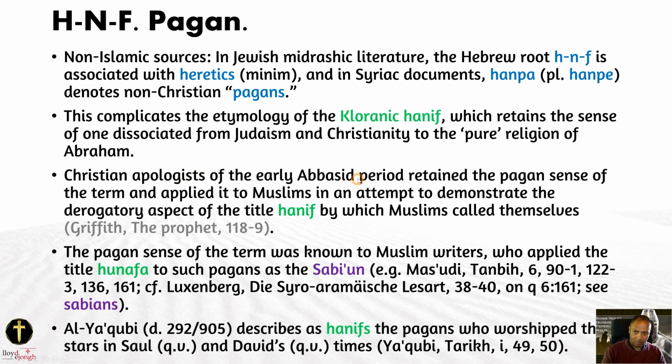Christian apologists of the early Abbasid period retained the pagan sense of the term and applied it to Muslims in an attempt to demonstrate the derogatory aspect of the title Hanif by which Muslims called themselves. That's in Griffith, The Prophet, pages 118-9. And the pagan sense of the term was known to Muslim writers who applied the title Hunafa to such pagans as the Sabiyun, e.g. Masudi.